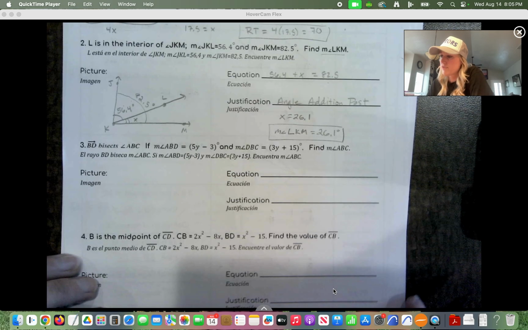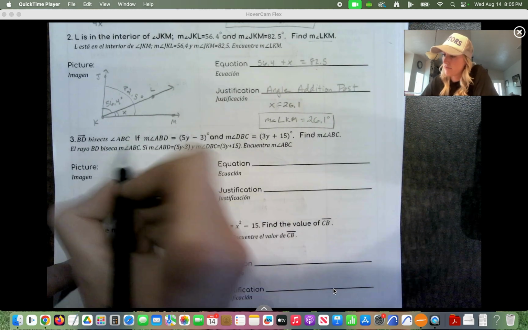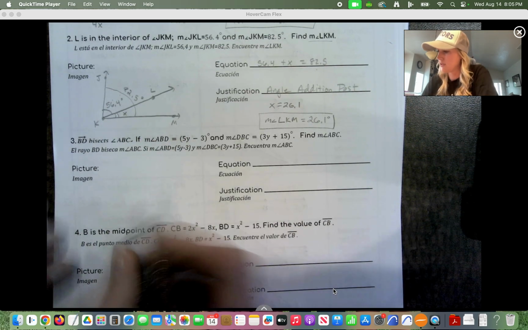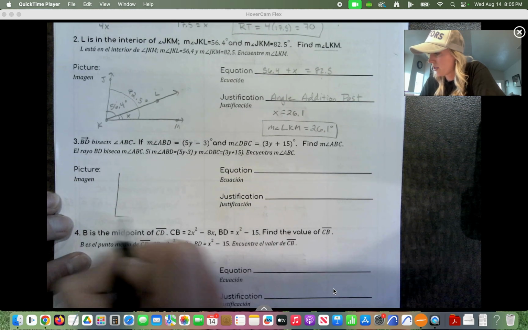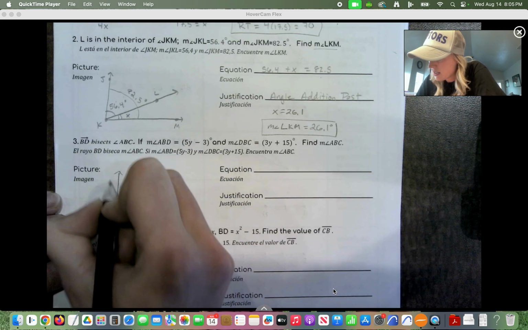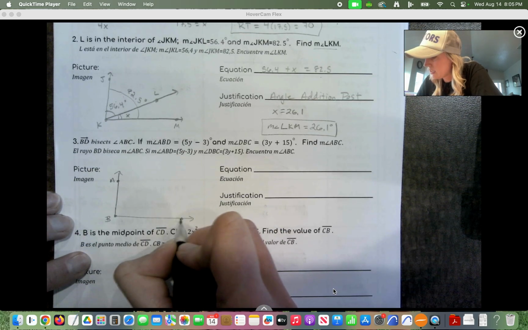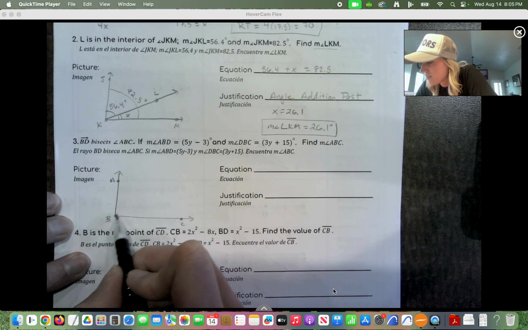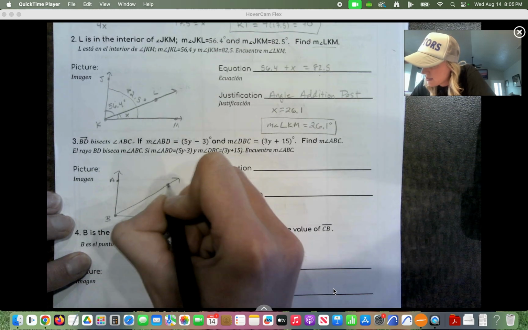Okay, number 3. If ray BD bisects angle ABC, or that, not if, we have that, that's stated. And then they give me some measurements. So let's draw this setup right here. So we've got angle ABC, A, B must be the vertex, C, and then ray BD is bisecting. So it's cutting this angle exactly in half, and D is on here somewhere.